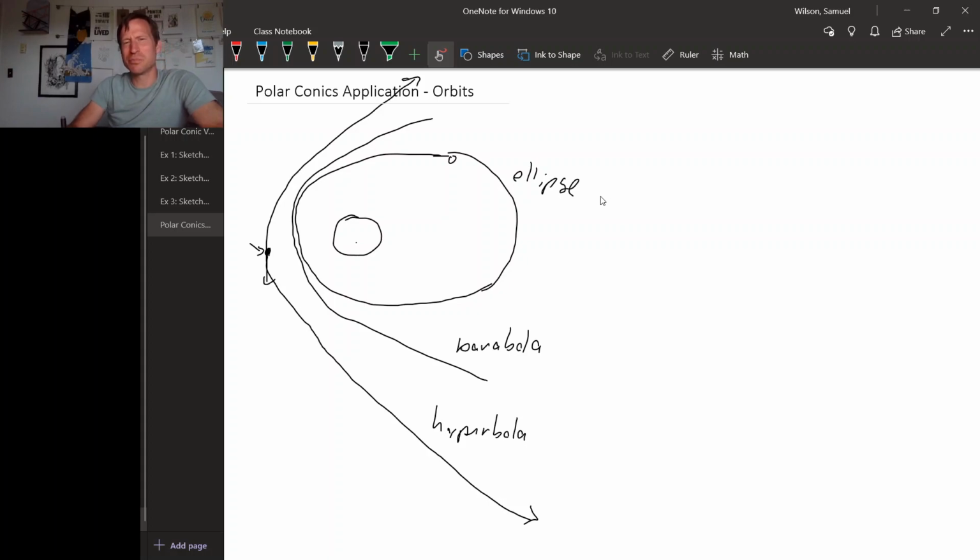And that's probably no surprise because the eccentricity of parabolas, which is 1, sits exactly between the eccentricity of ellipses, which is less than 1, and the eccentricity of hyperbolas, which is greater than 1.